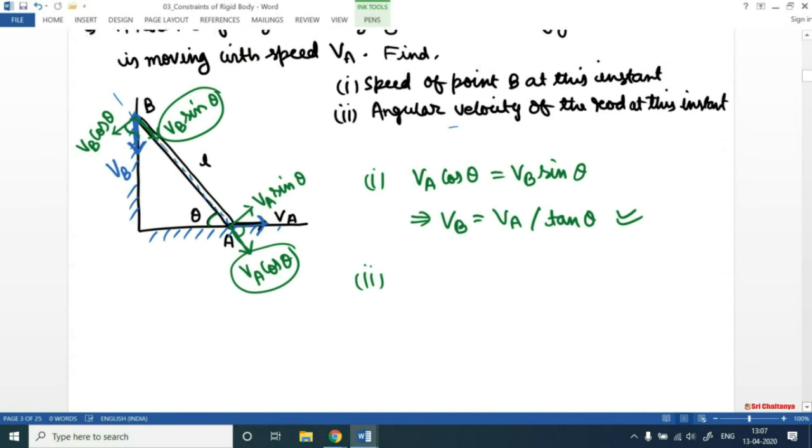For the second part of the question, let's say we are trying to find the angular velocity of the rod with respect to point A. With respect to point A, the tangential velocity of point B would be nothing but VB cos theta plus VA sin theta, and that divided by the separation between them, which is L, and that would be in the anti-clockwise direction. So that will be omega over here.